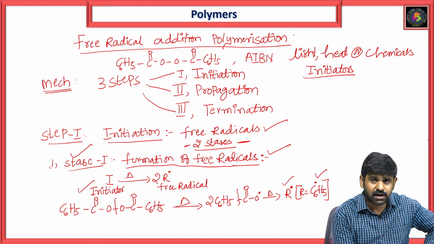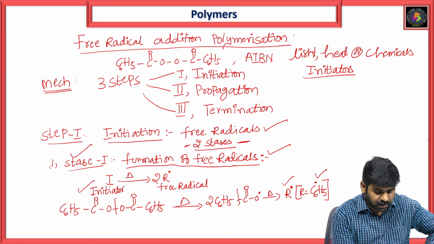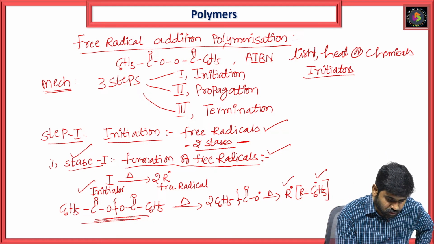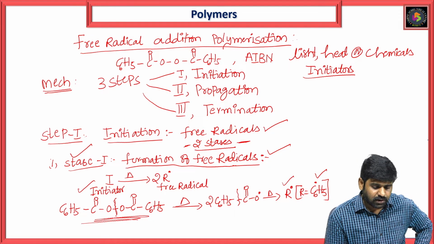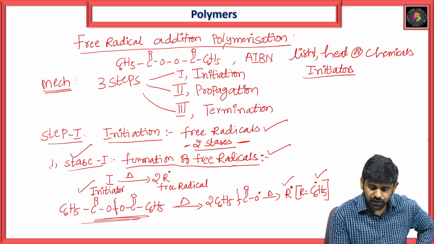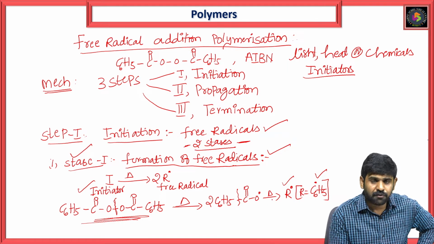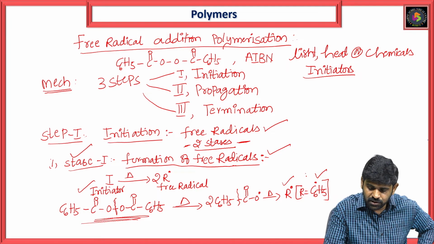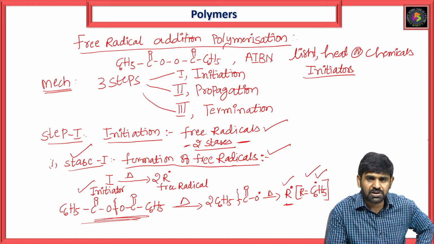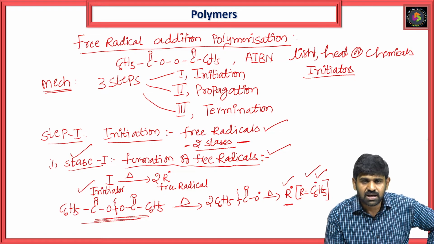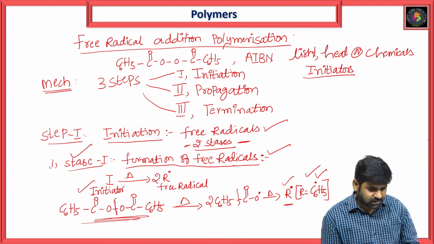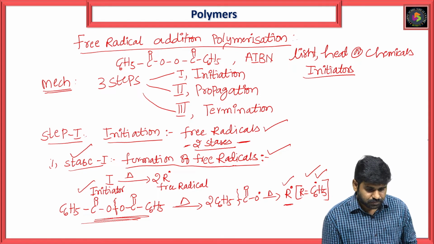So here, like I said, in this mechanism, the initiator is benzoyl peroxide. This benzoyl peroxide undergoes homolytic fission, right? So 2 moles of C6H5COO dot, which upon further heating evolves carbon dioxide, resulting in the formation of phenyl radical, which is represented as R dot.